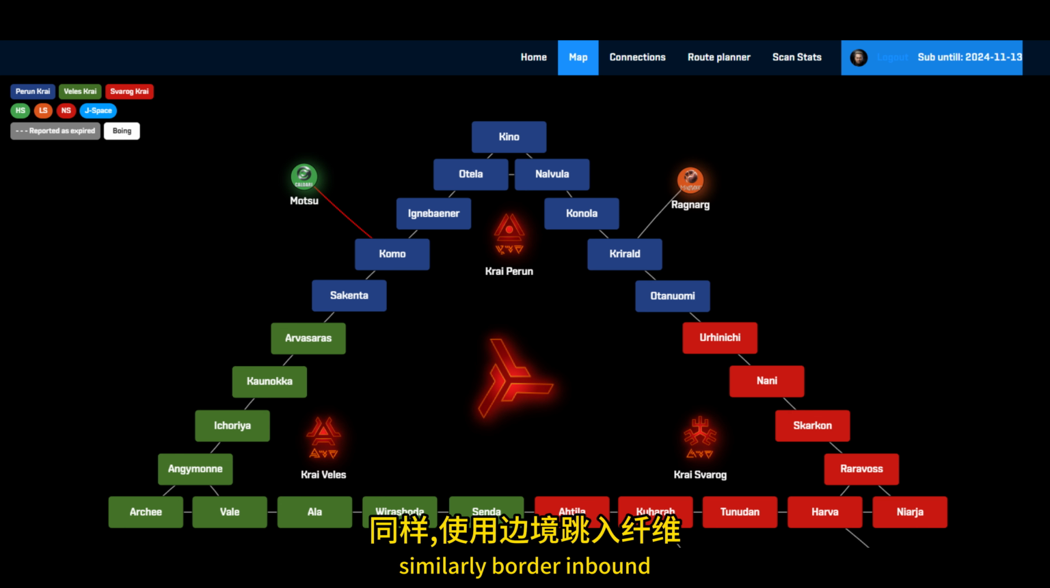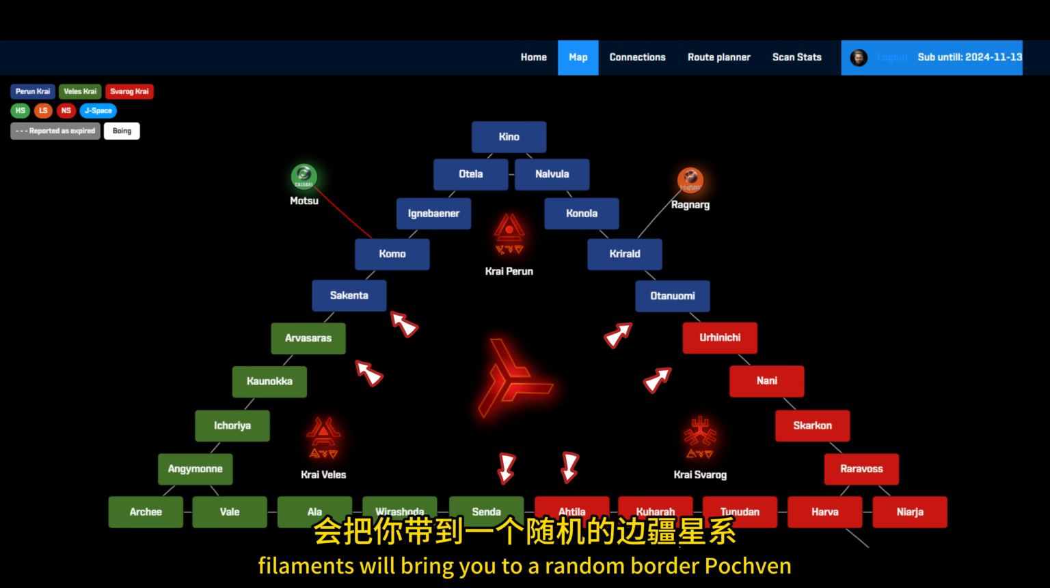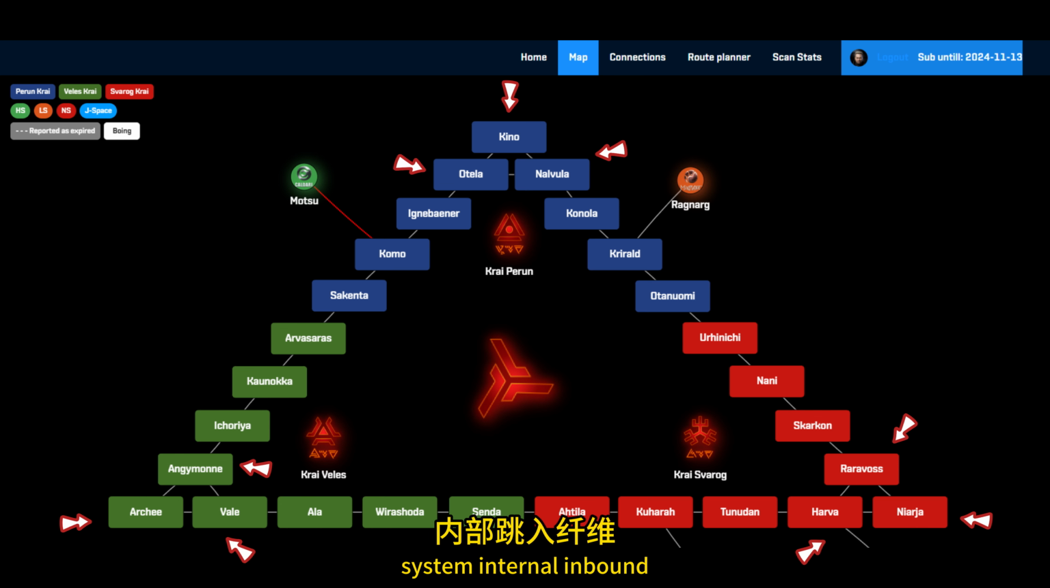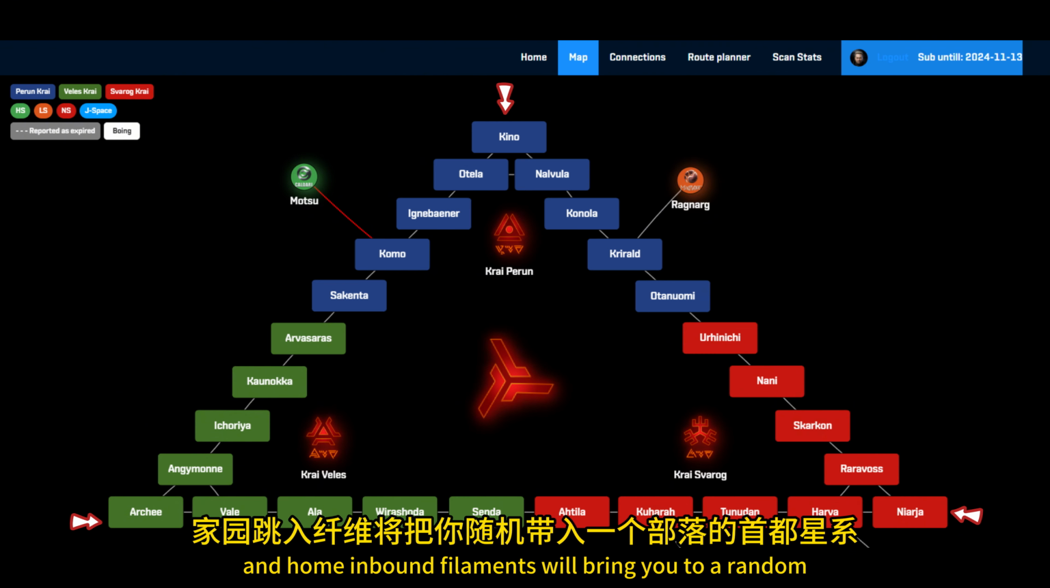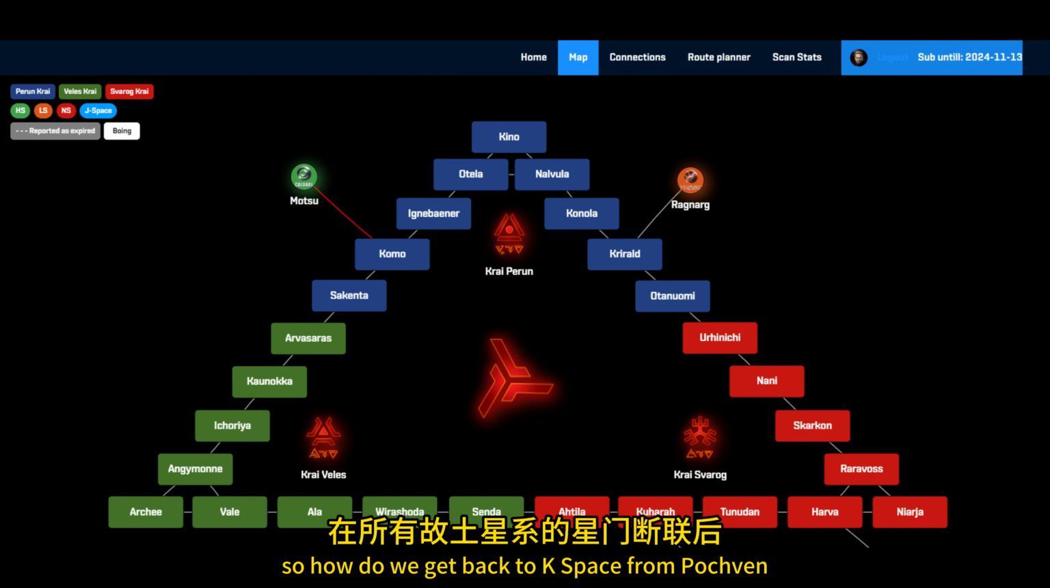Similarly, border inbound filaments will bring you to a random border Pochven system. Internal inbound filaments will take you to a random internal Pochven system, and home inbound filaments will bring you to a random capital system. So, how do we get back to K-space from Pochven?